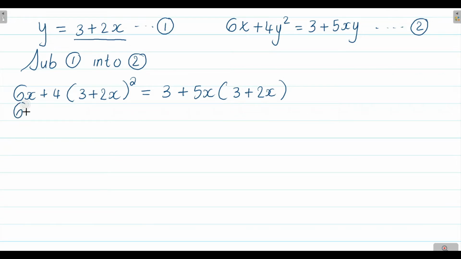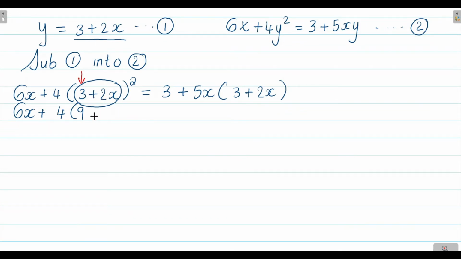So it's going to be 6x plus, okay? A quick way where we can simplify that inner expression, because it's saying 3 plus 2x all squared. So what you're going to do is square the first term. If you square the first term, it's going to be 9. And then you multiply these two terms together. 3 times 2 is 6, and you're going to double 6.